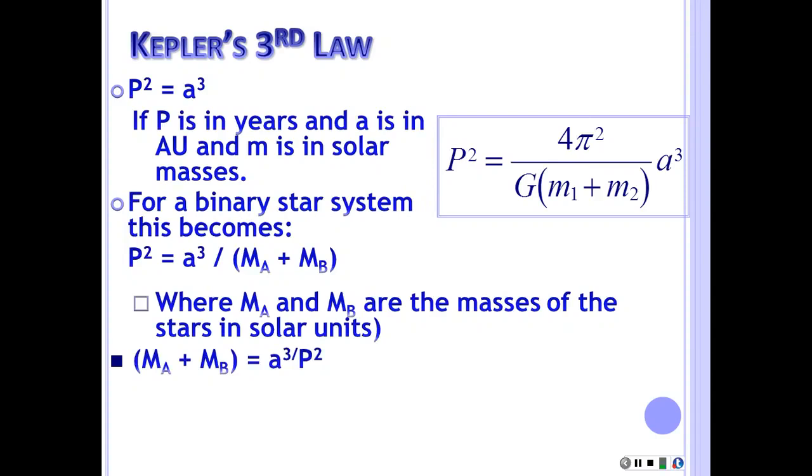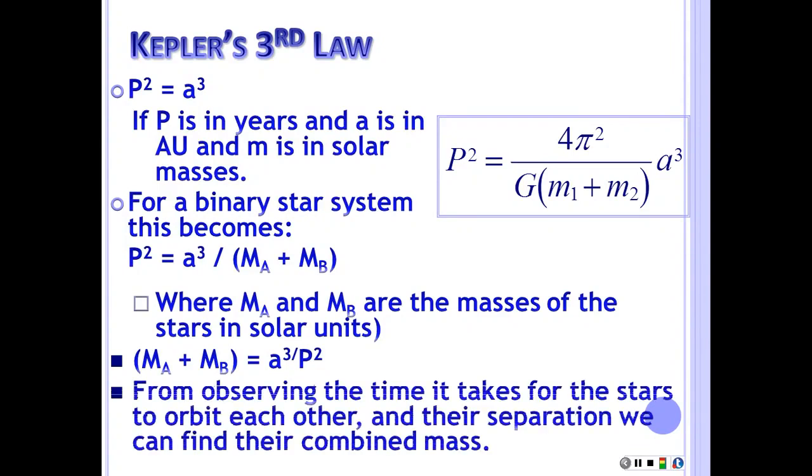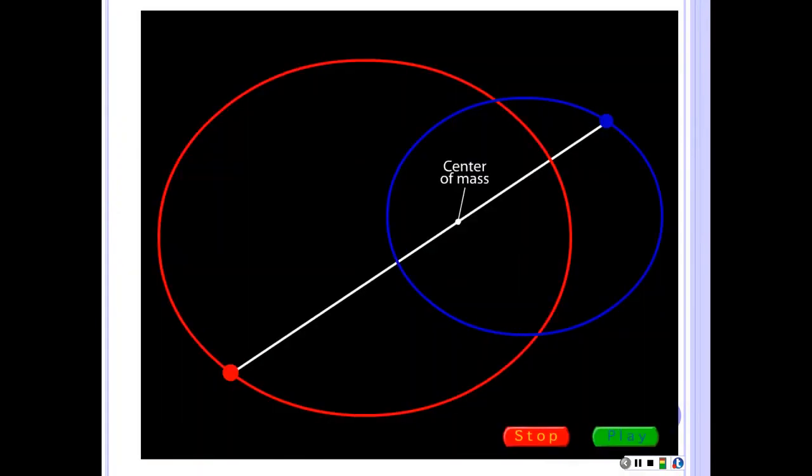So I can say, if I can watch them and work out what the semi-major axis is of their orbits and the period of their orbits, then I can work out what the total mass is. So just by simply looking at their separation, remember we did this before, a was the separation of the two, we can get their combined masses. So here we can watch what this actually looks like.